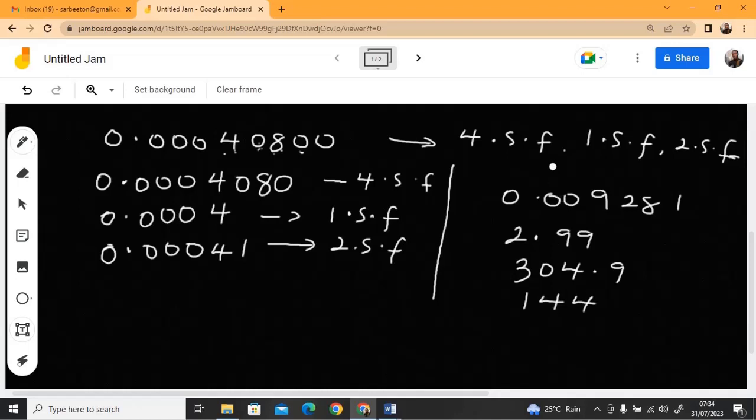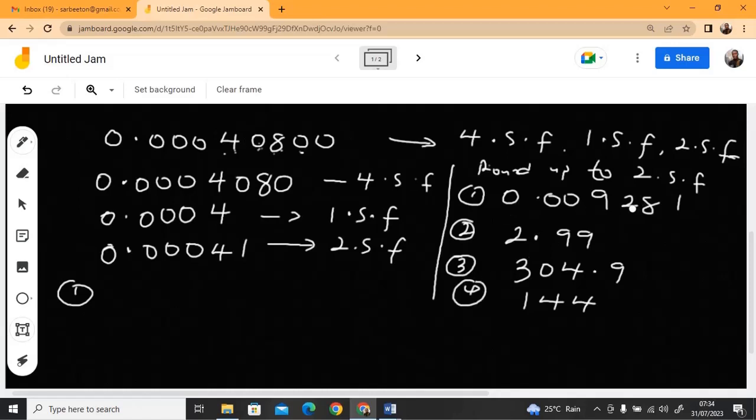So everything here you have to make it what? Round up to 2 significant figures, each of them. Now the first one, number 1, this is number 1, this is number 2, this is number 3, and this is number 4.